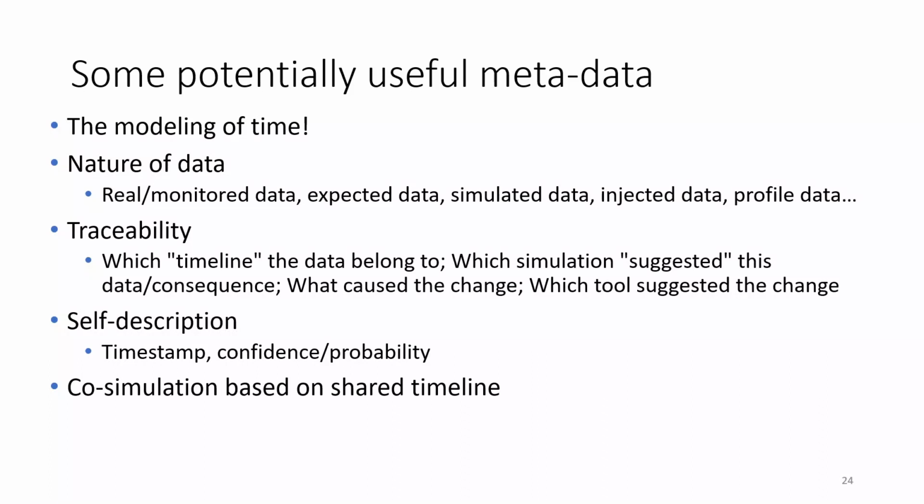I've started with some ideas about what metadata might be useful when we need to model a digital twin which does not only represent the real system, but contains multiple parallel universes together. For example, we need metadata like which timeline the data is actually from, whether it's simulated data, expected data, or real-time monitored data. And we need traceability for the data, from where it triggered this change. We also need some self-descriptions like the timestamp or the confidence or probability you think this would happen. And above all, we need a better way to model time and also use this time to connect different simulations into the universe.